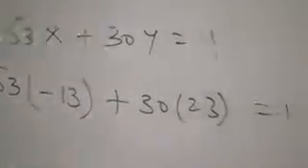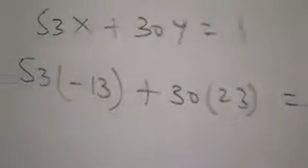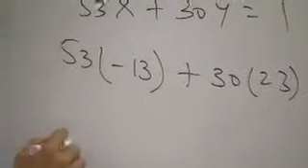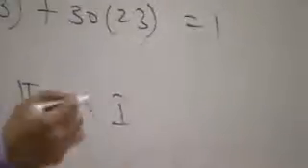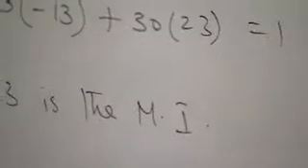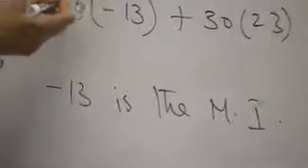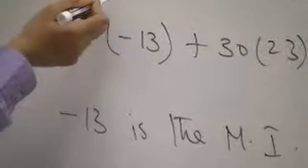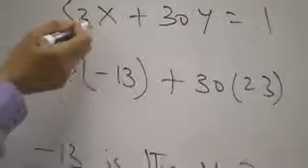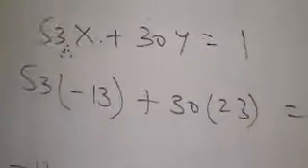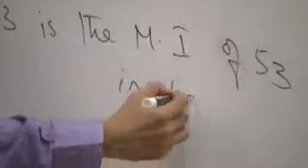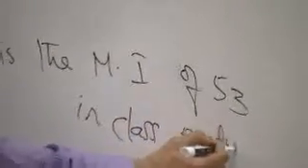Okay? Now what we are really interested in is the multiplicative inverse, right? So this negative 13 is the multiplicative inverse of what, in the class of what? Negative 13 goes with 53, right? X. So it is a multiplicative inverse of 53, whatever it is multiplied with. So it's the multiplicative inverse of 53 in class modulo 30.